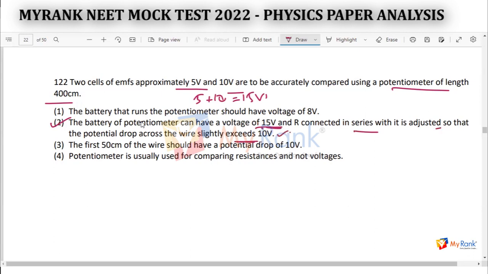It exceeds the 10 volts. It means that greater than 10 volts, it is possible to get the balancing point. So the correct option is the second one, students.